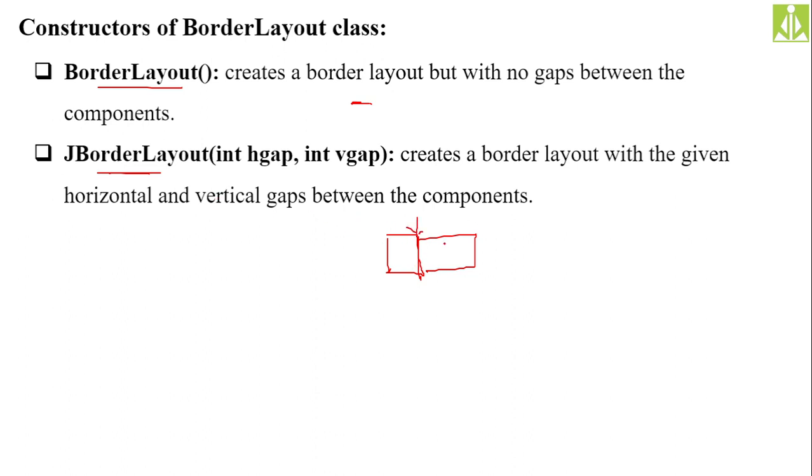But that sort of issue is overcome in JBorderLayout. It is the class under your swing package. So swing is an advanced version. It is having the hgap, horizontal gap, and vertical gap. How much gap you want from the top component and how much gap you want from the side component, that you can decide using the JBorderLayout class.